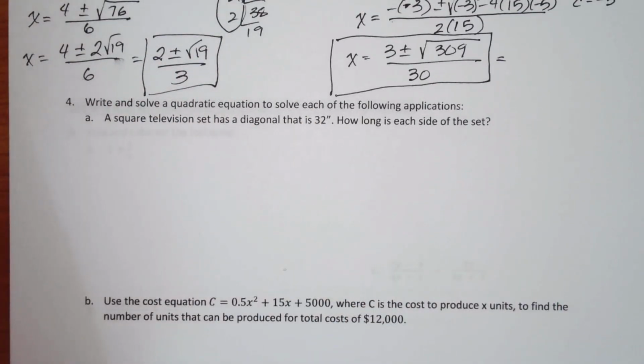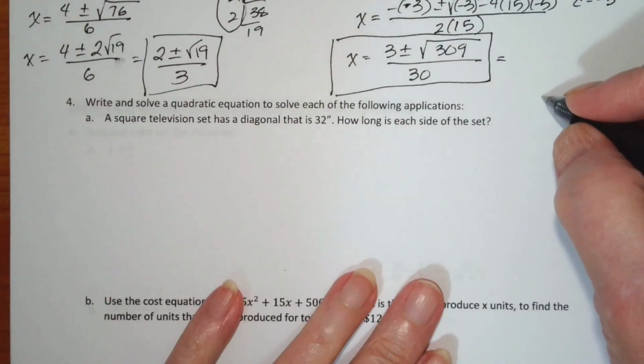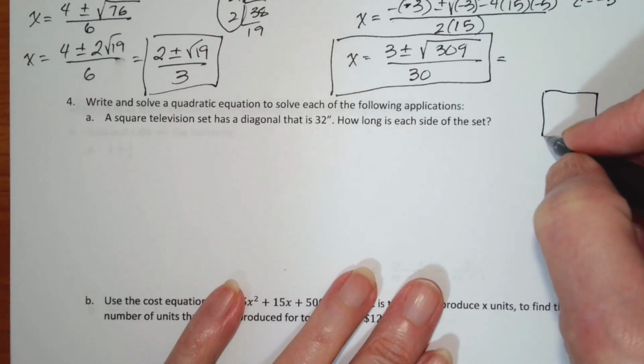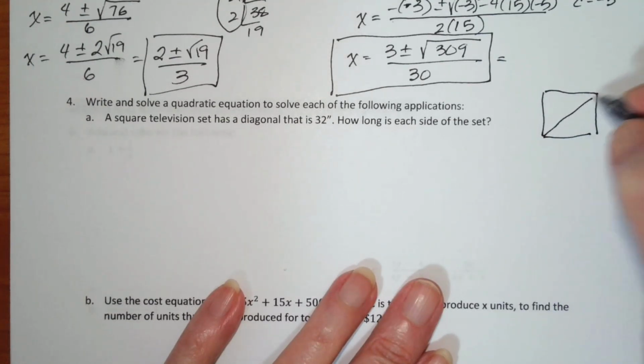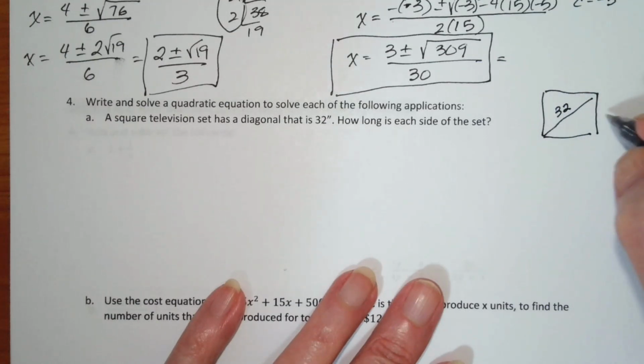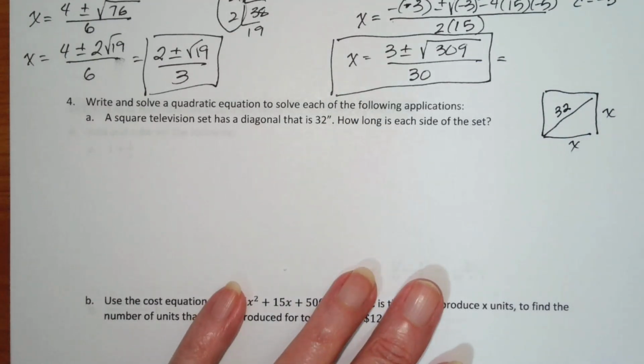Okay, on number 4. A square television has a diagonal that is 32 inches long. How long is each side? Okay, so if I've got a rectangle here, actually it's a square, and the diagonal is 32. Well, since it's a square, I know that each of these are the same.